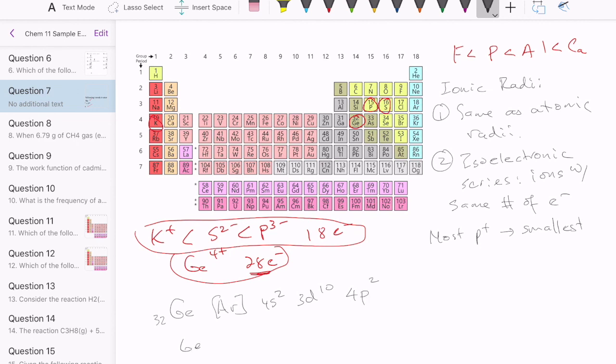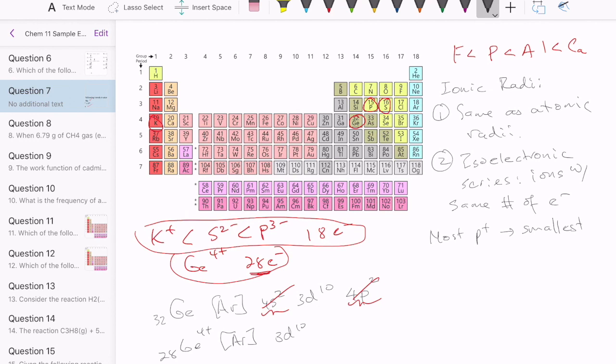Now, if I want germanium 4+, which is removing 4 electrons from the germanium atom, remember that when you remove the electrons from the atom, these guys right here are the valence electrons. They're the furthest away from the nucleus, so they're the ones that are taken out. So the configuration of germanium 4+ is actually argon and 3d10.